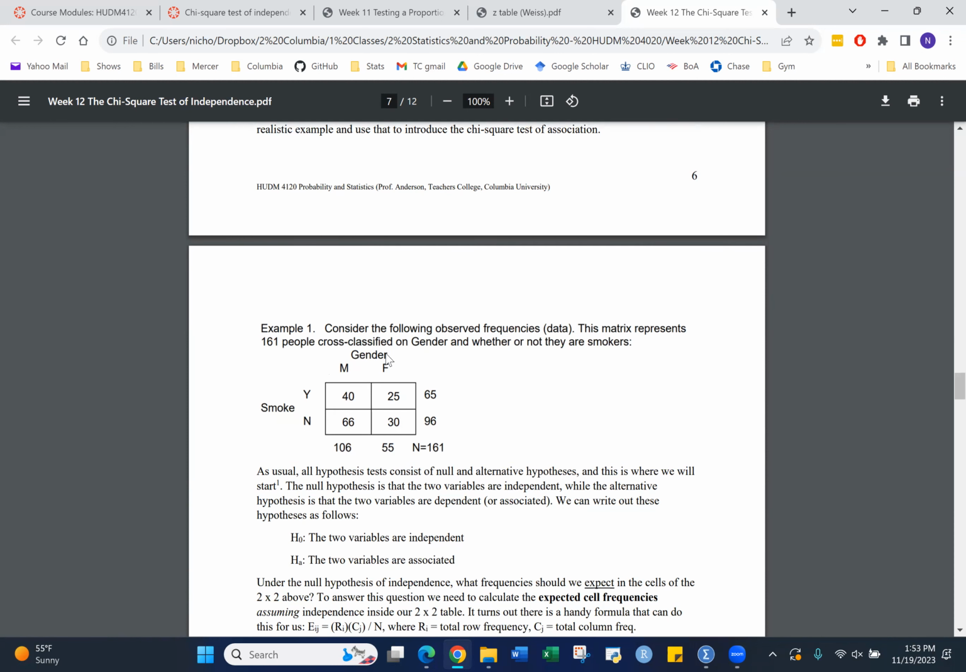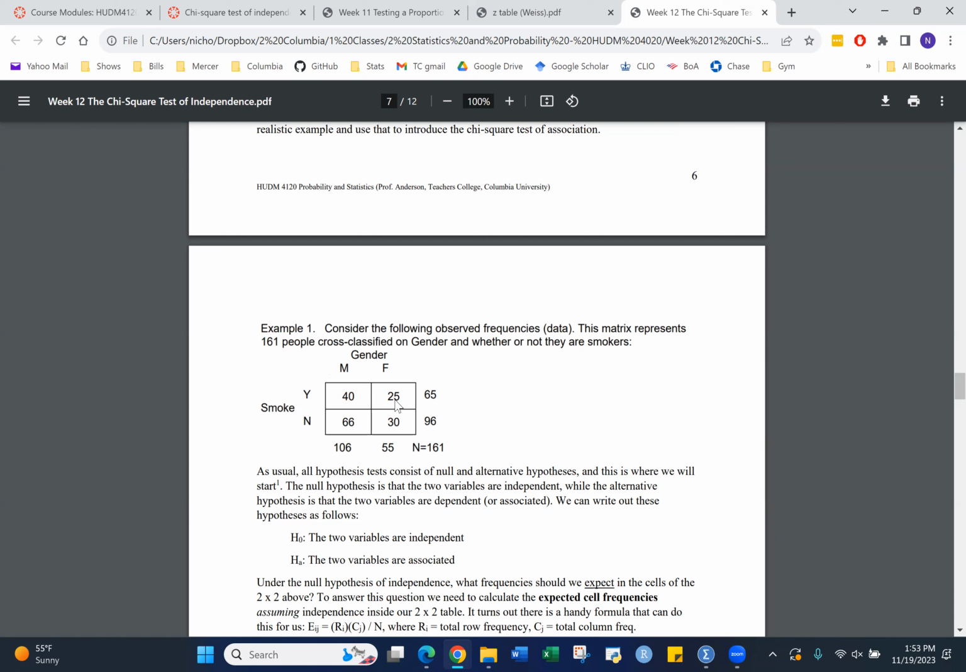So here we have 161 people. They're cross-classified on gender and whether or not they smoke. You can see if I'm looking at the males, it looks like about 40% are yes to smokers. For women, it actually looks closer to 50% are smokers. Okay, proportions are maybe a little bit higher for women, but do I have enough evidence where that difference in proportion is statistically significant?